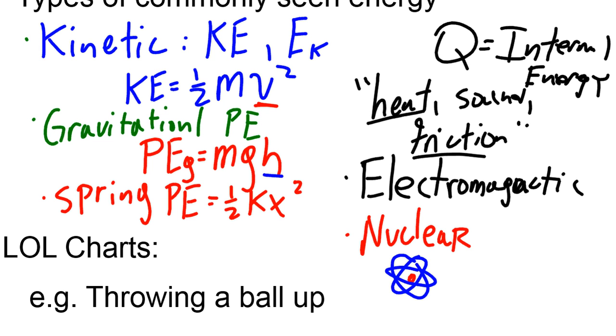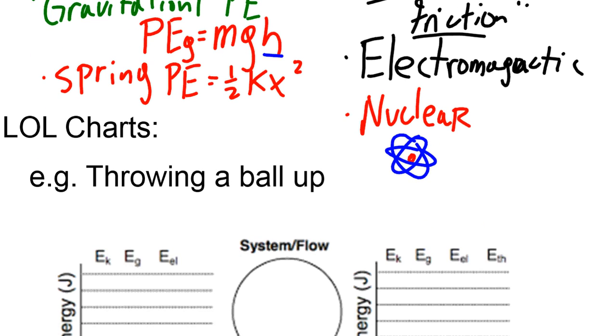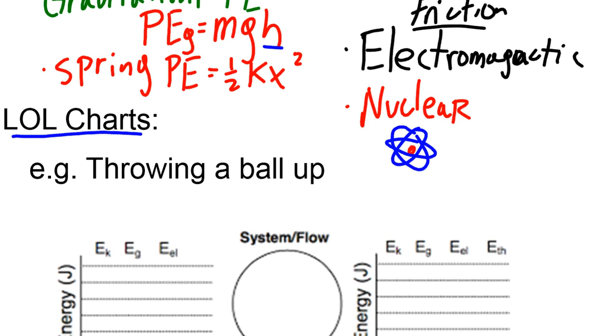So our goal for energy conservation is we're going to use all these types of energy that we just talked about and examine how energy transforms from one form into another. There are many ways of doing it. We have all these equations that we can just set equal to each other. But the first way I like to teach is starting with what's called a LOL chart.